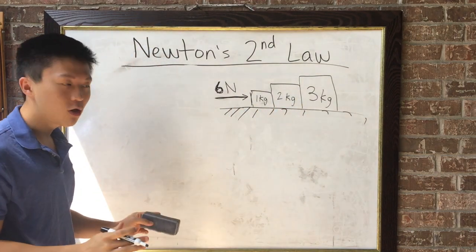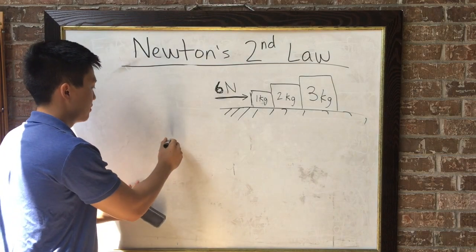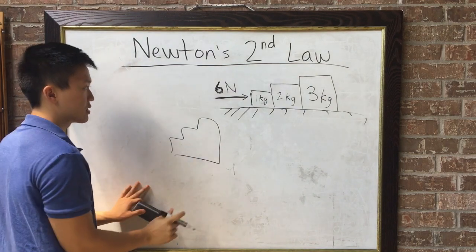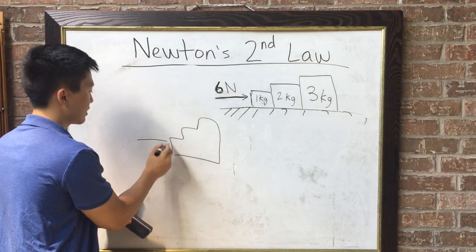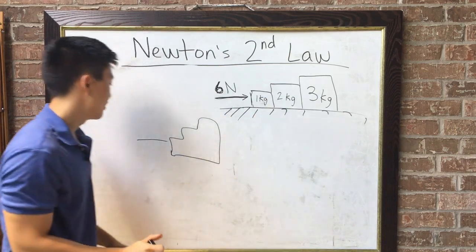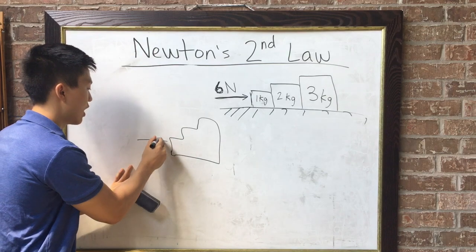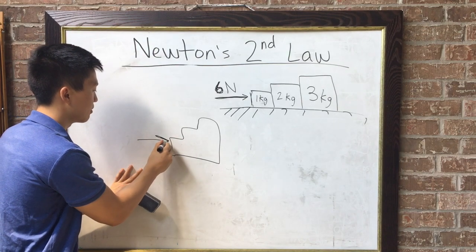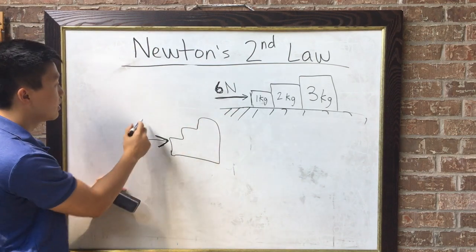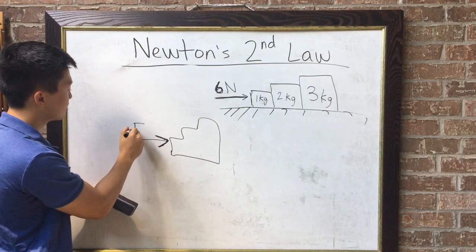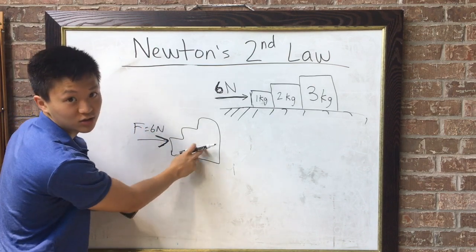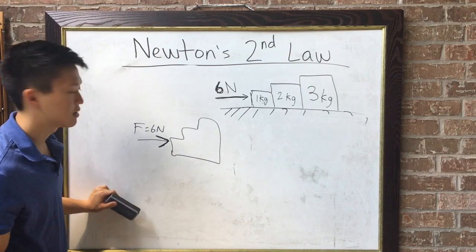So I'm going to look at these 3 blocks all together first. I'll just draw it like this. So these are the 3 blocks. And also assume there's no friction between the blocks and the ground in this scenario. So if I were to draw a free body diagram for this 3-block system, there would be this force of 6 newtons. And this mass altogether is 1 plus 2 plus 3. So the mass will equal 6 kilograms.